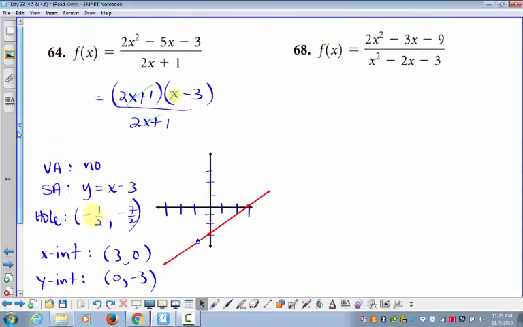All right, let's take a look at that one. Try that one. Number 68. Make sure you factor first. It's the only way you're going to see your holes is if you factor.